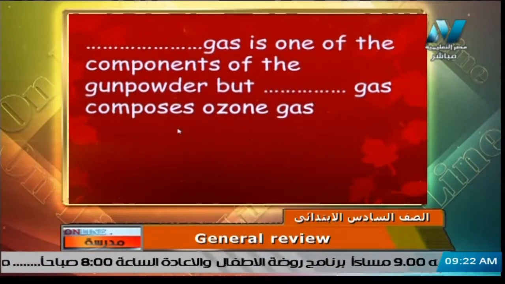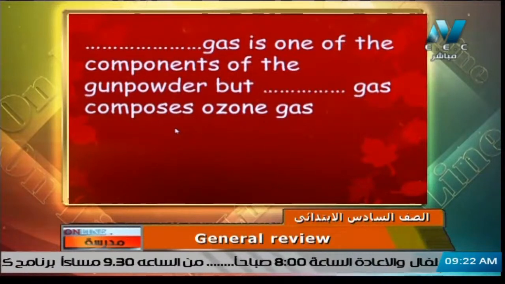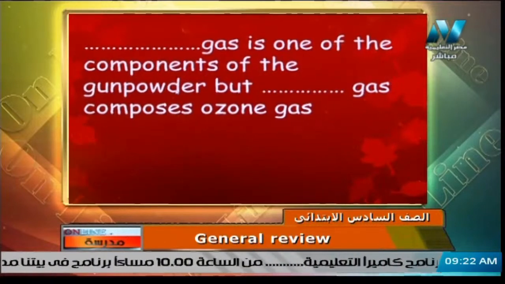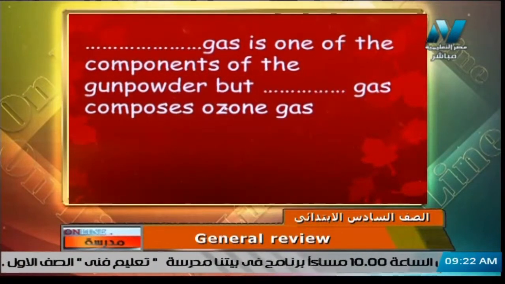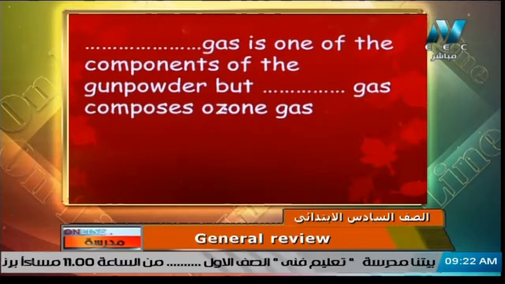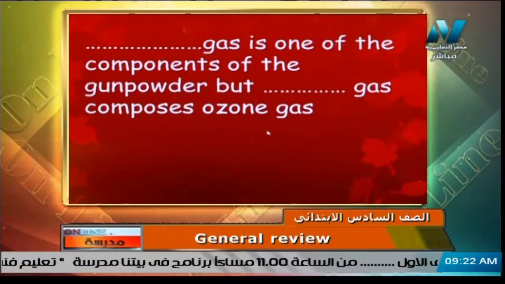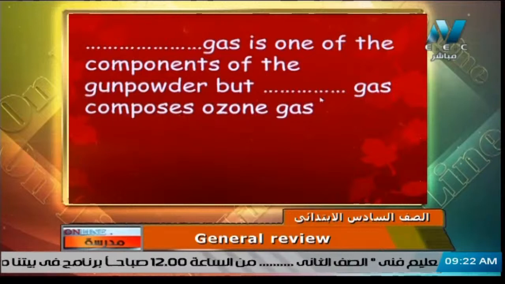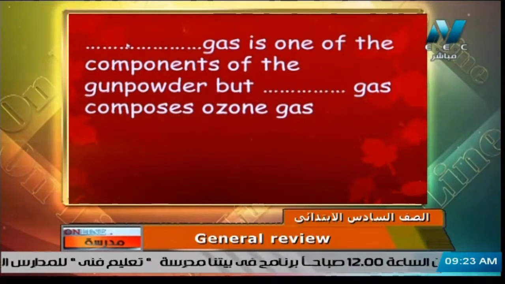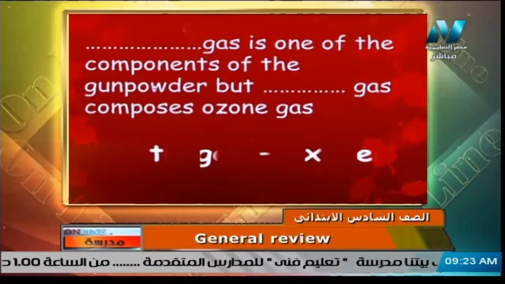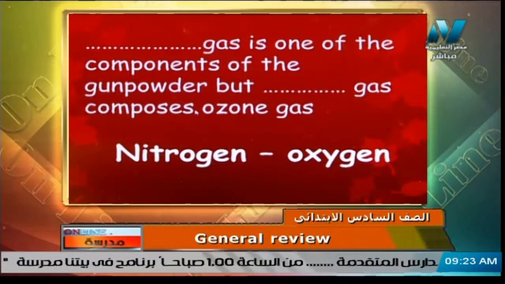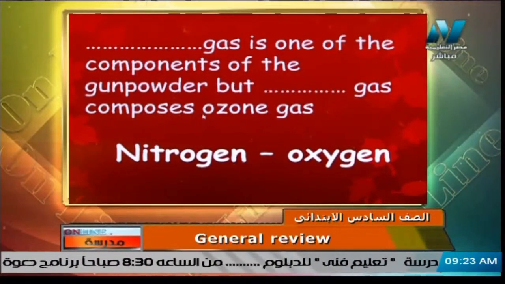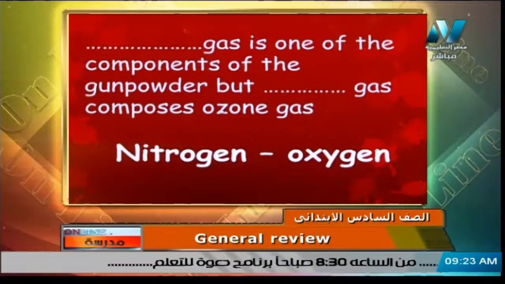Nitrogen gas is one of the components of the gunpowder. طيب, oxygen gas composes ozone gas. مين هو الجاز اللي بيدخل في تركيب البارود؟ اكيد محتاجين جاز يكون inactive، غاز غير نشط عشان ما يحصلش انفجار بسرعه. طب مين هو الجاز اللي بيكون الاوزون جاز؟ الاوزون جاز اسمه O3، يبقى اكيد هيكون اوكسجين جاز. والجاز اللي بيدخل في صناعه البارود اكيد هيكون نيتروجين جاز. يبقى nitrogen gas is one of the components of gunpowder but oxygen gas composes ozone gas.